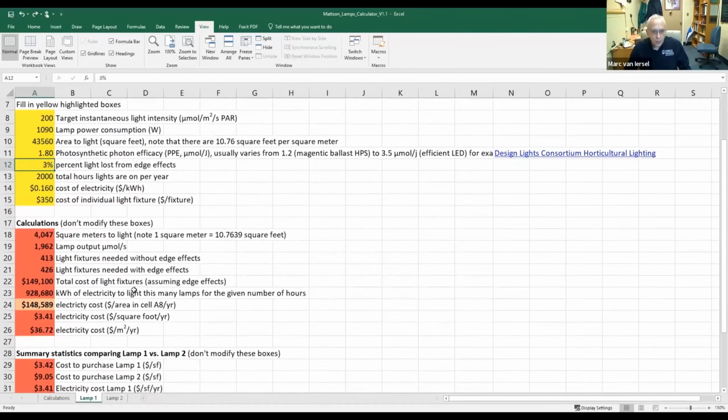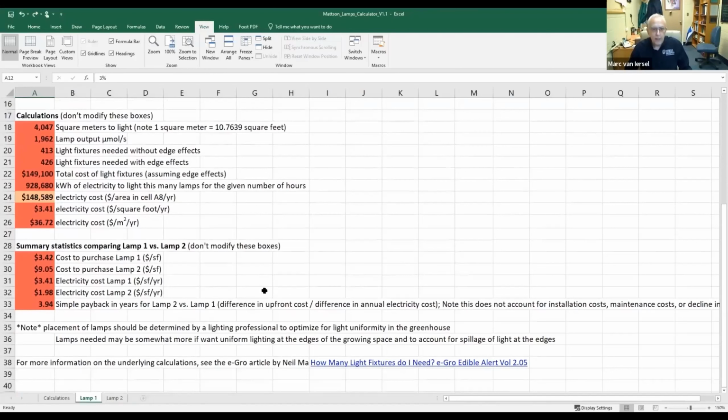But now when you scroll all the way to the bottom, it does a comparison between the two different kinds of lamps. So the cost per square foot to buy the high pressure sodium lights is going to be $3.42 per square foot, while for the LED fixtures, it is a little bit over $9 per square foot. But the electricity cost for the LED fixture is just under $2 per square foot per year, while for the HPS, it is $3.41 per square foot per year. And the spreadsheet then provides a rough estimate of what the payback time is for the more expensive but also more efficient LED fixture. So in this particular example, the estimate is that the LED fixtures would pay for themselves in about 4 years' time compared to the high pressure sodium.